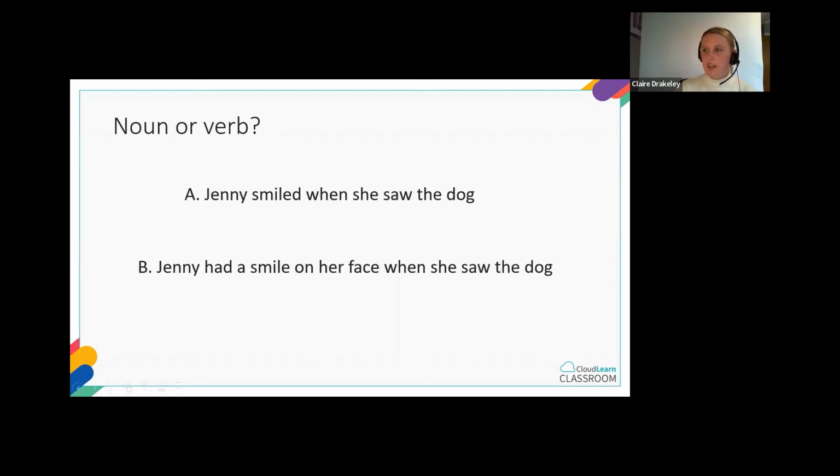What about this one? Which one of these is the verb? Is it Jenny smiled when she saw the dog, or Jenny had a smile on her face when she saw the dog? Which is the verb? Jenny smiled when she saw the dog, or Jenny had a smile on her face when she saw the dog. We all smile when we see dogs, don't we? 3 of you, well done. 4 of you, 5 of you.